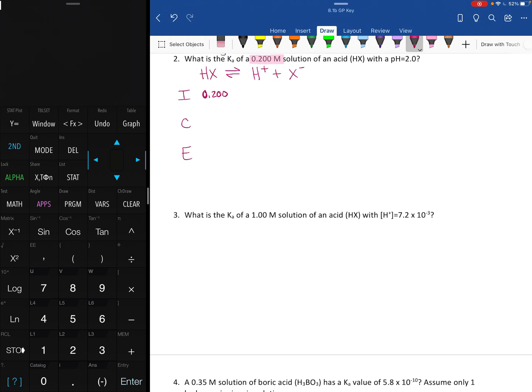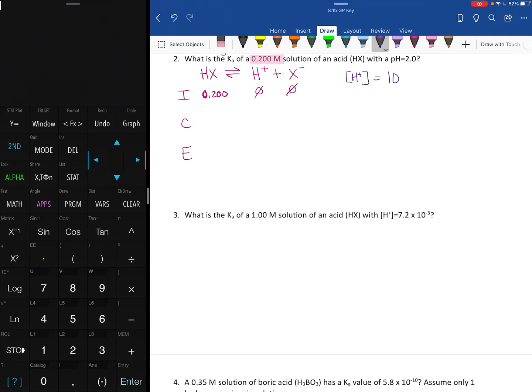Okay. Initially, we are not going to have any ions. So when we first put it into water, we're not going to have any ions, and then we want to know what the change is going to be. Now, the change is dependent on the hydrogen ion concentration, so we're going to go over here and find out what our hydrogen ion concentration is. That tells us what the change is going to be.